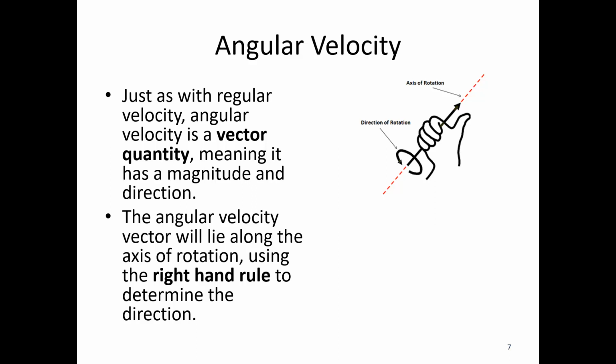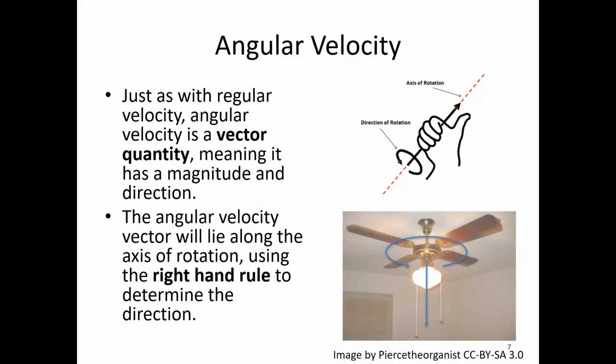This is going to be used to determine the angular velocity vector that we use to represent this angular velocity. So if you think about something like this ceiling fan that we have here, if you imagine using your right hand, curl your fingers in the direction that the blades are moving. If that's the case, your thumb would be sticking straight down, which is the central axis that this whole thing is rotating about.